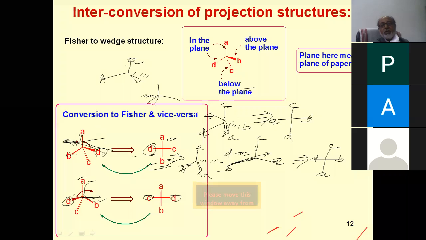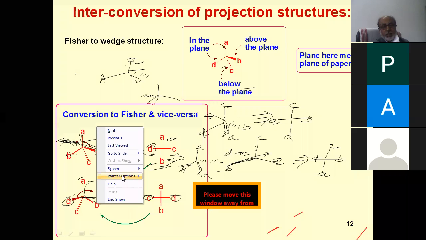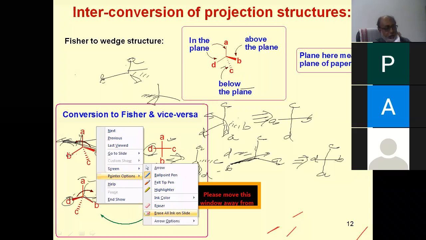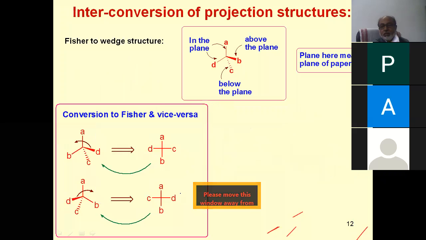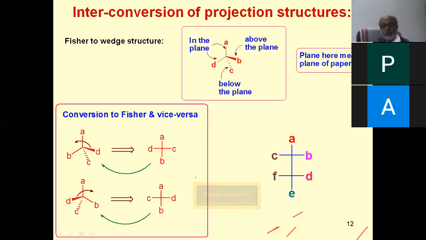You may have a question: why should I take this group, which is above the plane, to this side? You'll have that question, and it can be answered once we take the configuration of the molecule. Now, got the point? Yes or no? Now, example two.